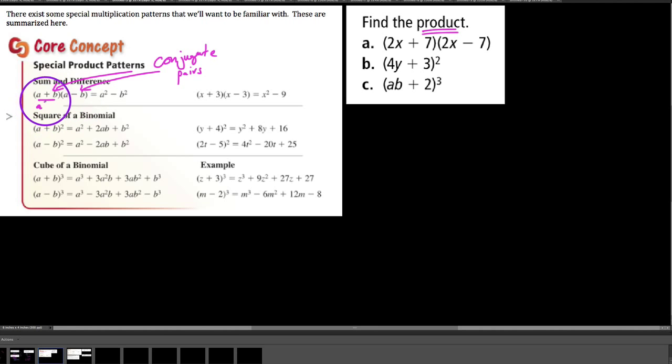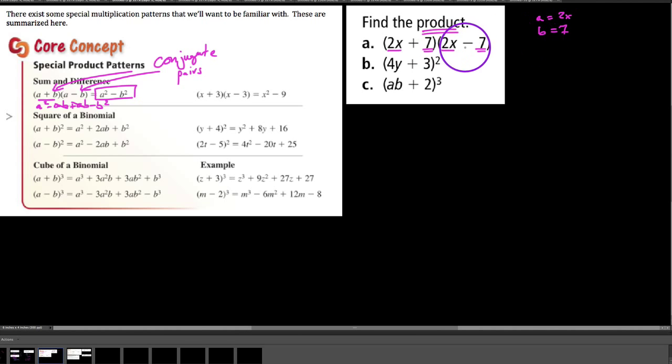But every time you do this, you're going to get a times a minus ab plus ab, and then you're going to get minus b squared, which means your middle terms always cancel out, and you get what we call a difference of two squares. So the reason why it's worth noting is because when I have something like this over here, I say, well, what's my a and what's my b? In this case, my a value is the 2x thing, and my b value is the 7 right here.